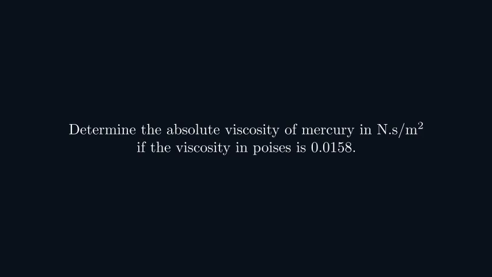We're asked to convert a unit of viscosity called poise into the standard SI unit, Newton seconds per square meter. This might seem like just a simple conversion, but to really understand it, we need to see what these units actually mean.